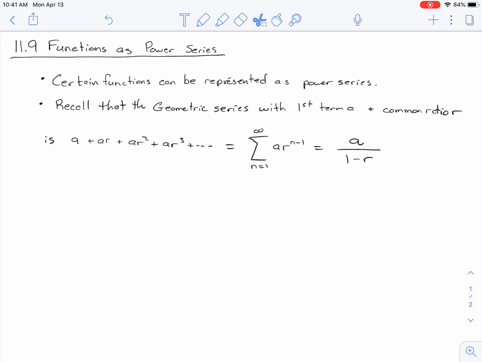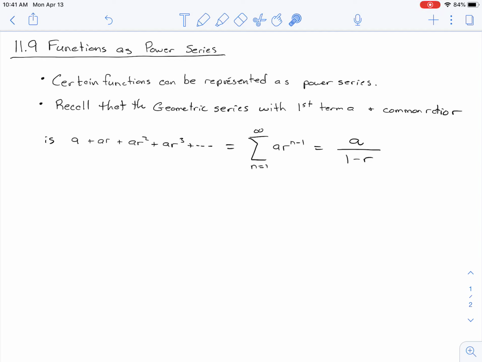In 11.9, we're going to look at functions as power series. Certain functions can be represented as power series, and that's useful because power series are basically polynomials of infinite length, and polynomials are useful. They're easy to do stuff with. It's very easy to take their derivatives, it's very easy to take their integrals, and so this is going to be a useful thing, especially if you take differential equations or if you take combinatorics.